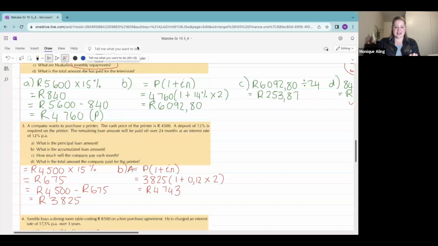Superstar. Okay. Now we know how much the loan amount is. Question C, how much will the company pay each month? What is their monthly installment?